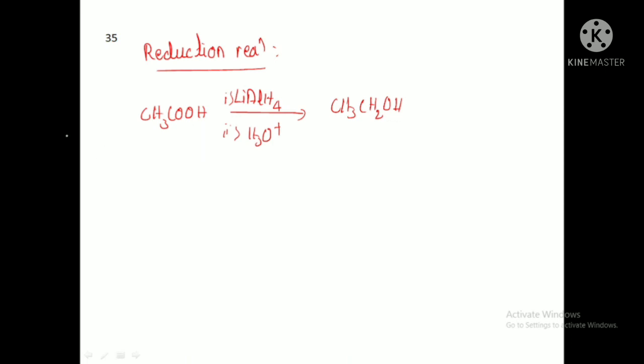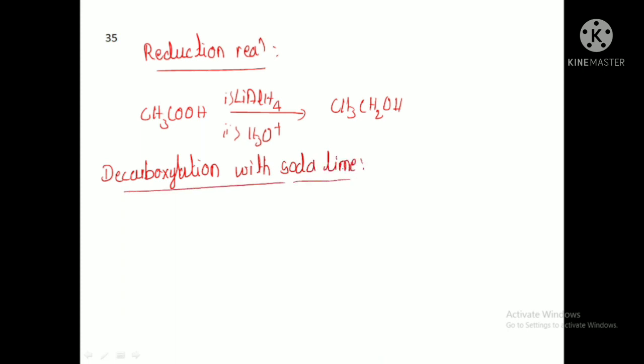Next is decarboxylation with soda lime. Decarboxylation reaction with soda lime. You can take the sodium salt of ethanoic acid, sodium ethanoate, CH3COONa. When you treat it with soda lime, which is a mixture of NaOH and CaO, on heating, the carboxyl group will be removed.